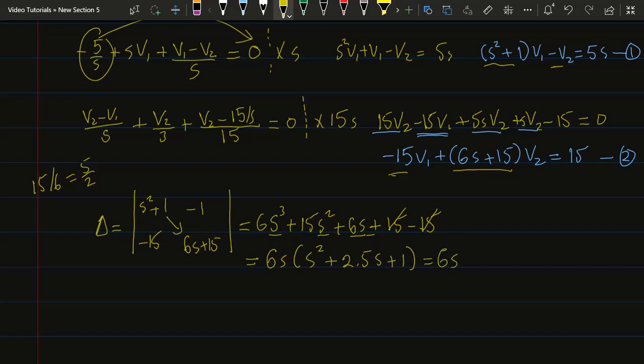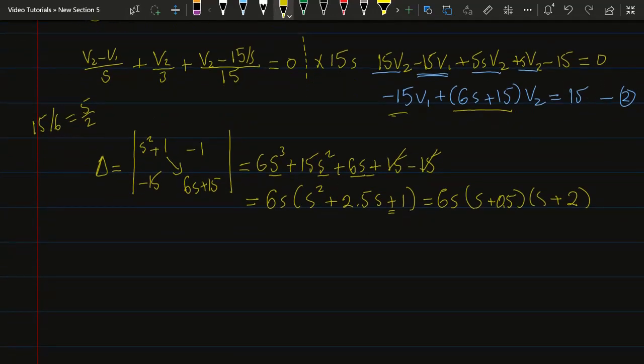And I can factor this because this is simply s times s. Now the sign of the constant term, which is equal to 1, is plus, so the two signs are similar. And then I need two numbers whose multiplication is equal to 1 and addition equal to 2.5, and these two are simply 0.5 and 2. So this is my delta.